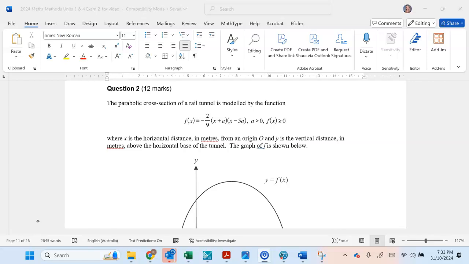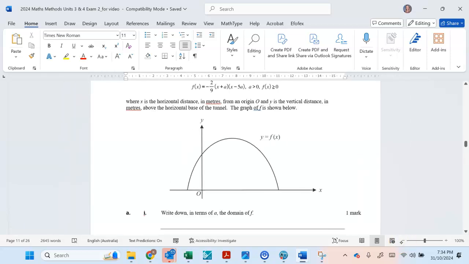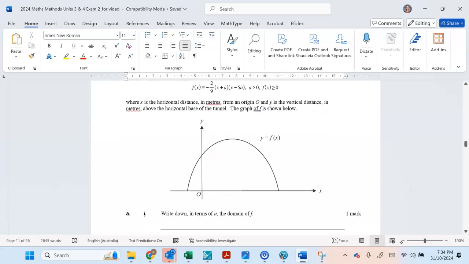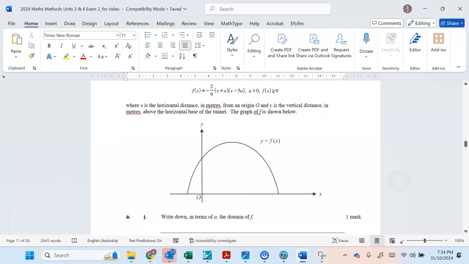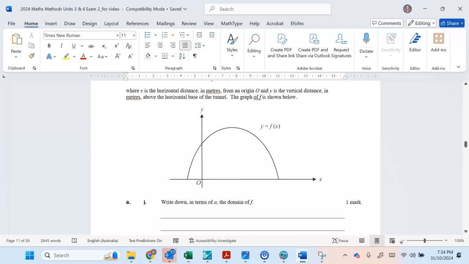The parabolic cross-section of a rail tunnel is modeled by the function. Okay, so we've got that. And remember, we can use our calculator, so I didn't really use my calculator much in those previous two. Where x is the horizontal distance in meters from an origin, and y is the vertical distance in meters over the horizontal base of the tunnel, the graph of f is shown below. Write down in terms of a the domain of f.